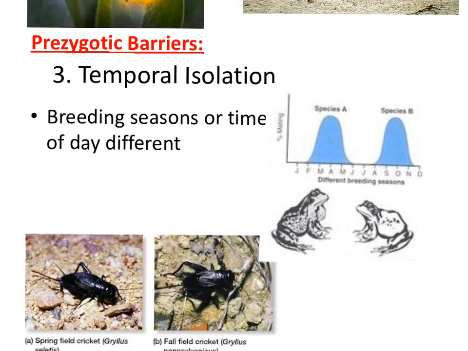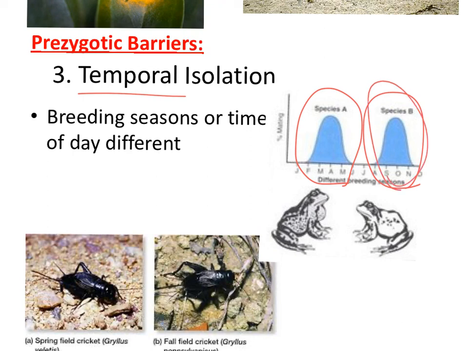Third prezygotic is temporal. Temporal means time. The idea that some organisms might mate at different times. You can see in this frog population, species A mates in the spring and species B mates in the fall. So if there is a female who's ready to mate in the spring, she is not going to be mating with anybody in species B because she's ready to go in the spring. Similarly, if there's a female who's ready to mate in the fall, she would never mate with a male frog who was ready to mate in the spring.